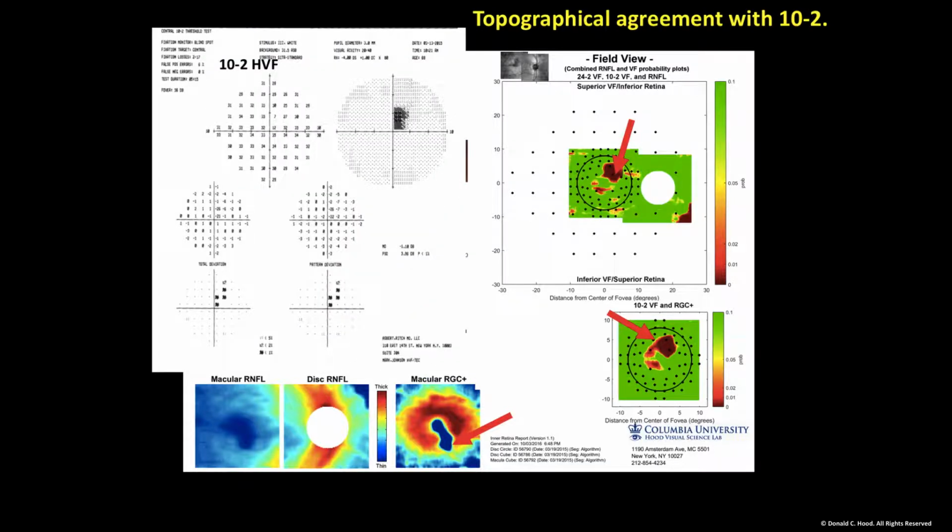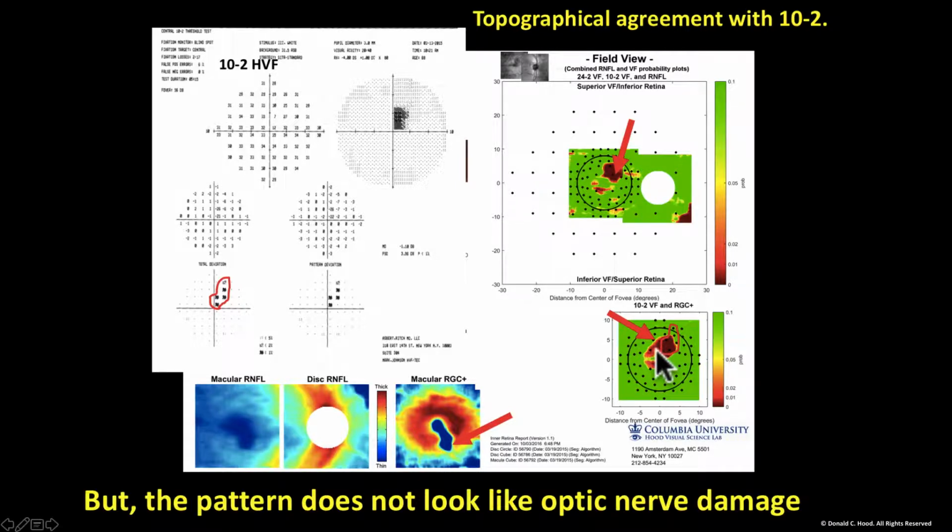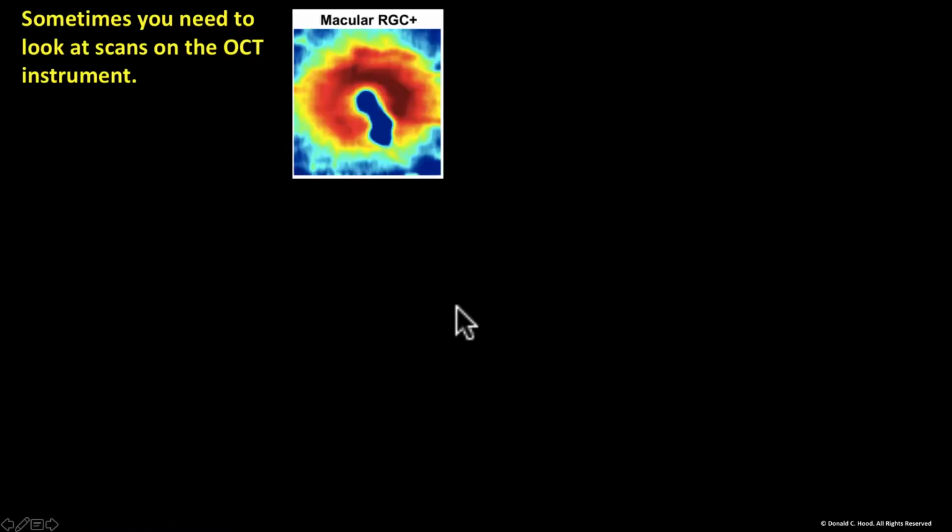Well, the 10-2 first of all agrees. So again, if we circle these points here and then circle the equivalent region here, we would get this. So you can see that the fields are agreeing. But the pattern does not look like optic nerve damage, at least on the 10-2. So sometimes you need to look at the scan, sometimes you have to go to the instrument.